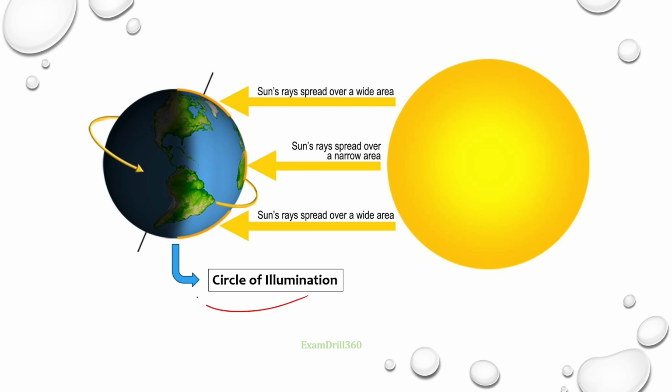And another point, what is the circle of illumination? When sunlight comes to Earth's surface, there is an imaginary line which separates day and night. This imaginary line is called the circle of illumination. Clear?